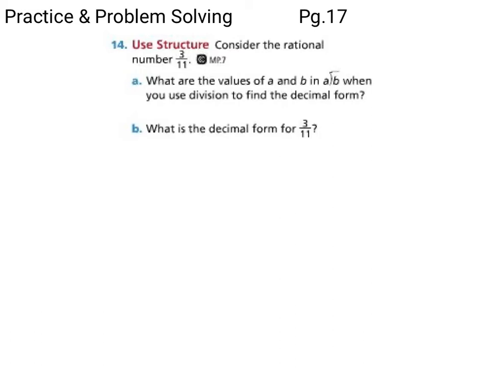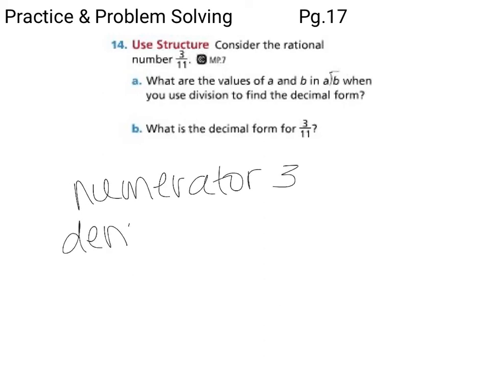Okay, well, we know that we always divide the numerator by the denominator. Therefore, our numerator goes inside. So what is our numerator? We know our numerator is 3, and it goes inside. And our denominator is 11, and it goes on the outside.